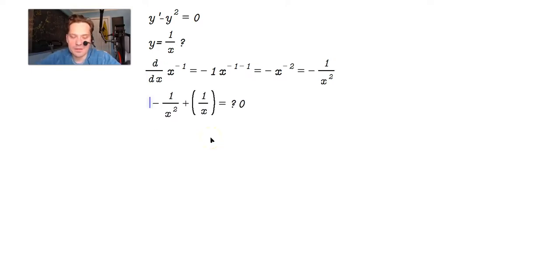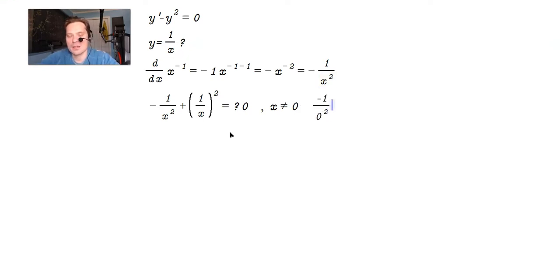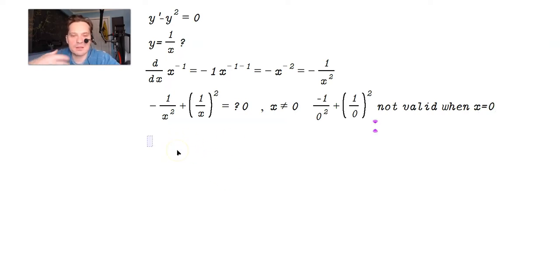Now at this step you have to be very careful, because you have negative 1 over x squared, and then this is 1 over x, and this is squared also. Notice that in this plug-in step, x cannot be equal to 0 because we do not divide by 0. What you see on the screen is valid except if you try this: negative 1 over 0 squared plus 1 over 0 squared. This is not valid when x is 0. So when you do this, you have to assume that x does not have the value 0.